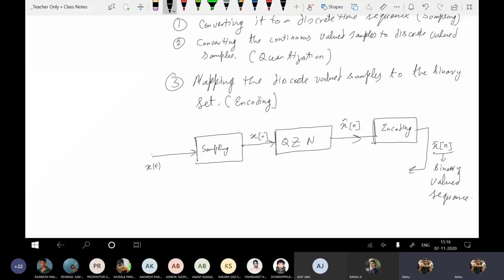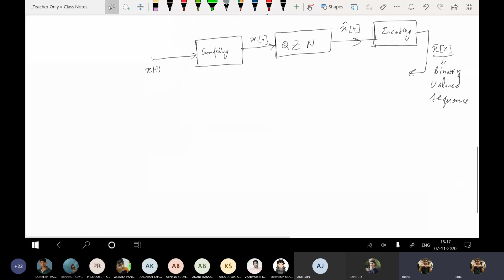So the question is, or the questions are, the mathematical details of these processes: sampling, quantization, and encoding. So we'll start with the first process, sampling.